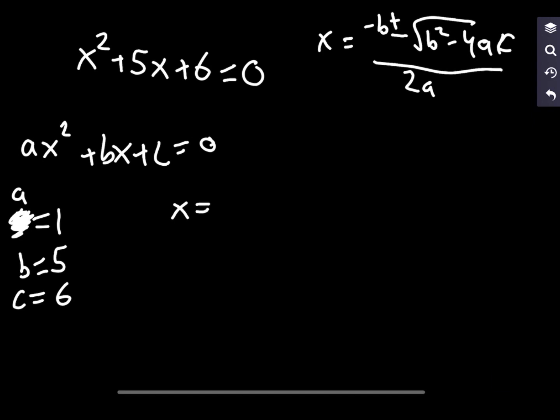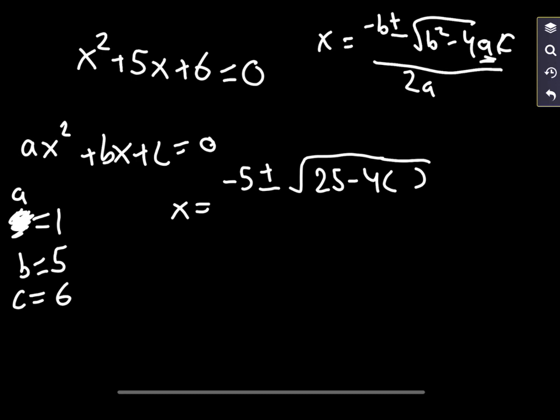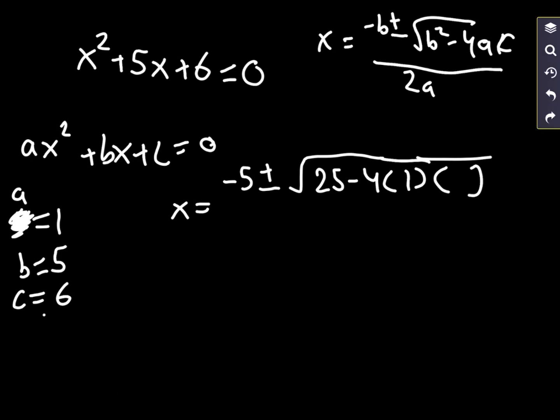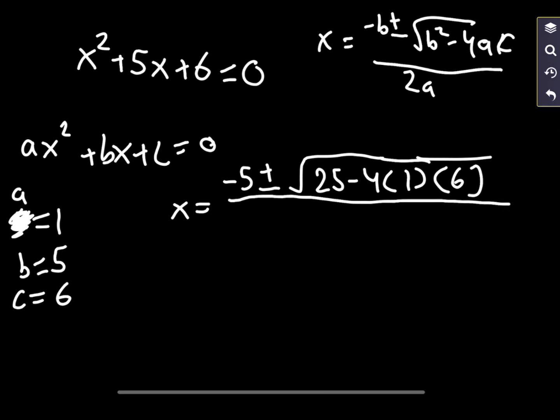x equals negative b. That's going to be negative 5, plus or minus the square root of 5 squared, that's 25, minus 4 times, your a value is 1, so 4 times 1 times, your c value is 6, so 4 times 6, that's just going to be 24 when you simplify it. But let's write out the whole thing first. And this is all going to be divided by 2a. 2 times 1, that's going to be 2.